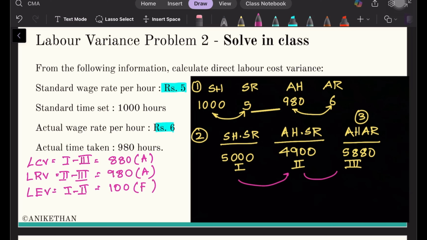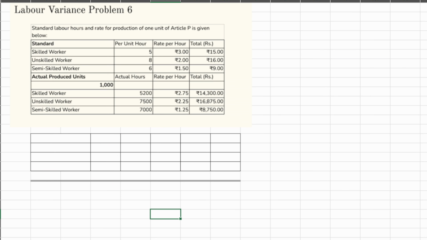To reconcile, you have to add the two sub-variances, which are the rate and efficiency variance. When you add them, you should get labor cost variance. So minus 980 plus 100, you will get minus 880, which is nothing but your labor cost variance. Hence this problem is correct. This is a simple problem with only one type of labor, hence you have only 3 variances. Let us see when you have to calculate 5 variances or even 6 variances. Now let's take a data.